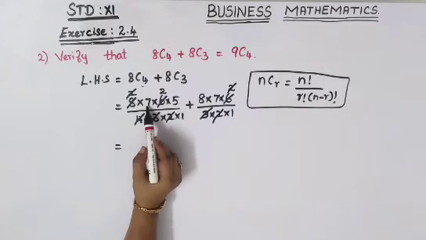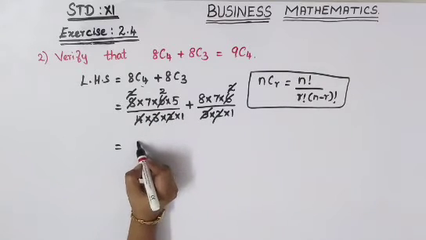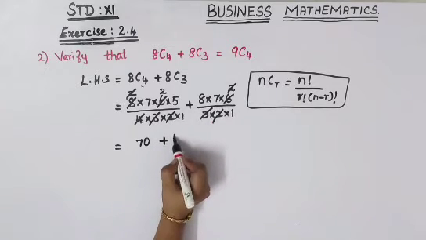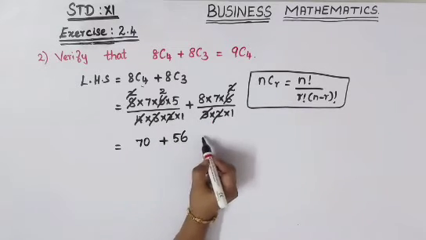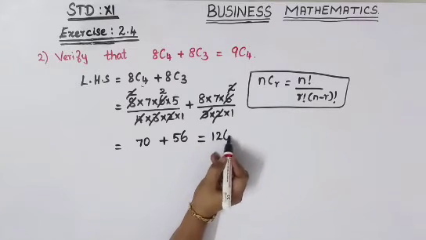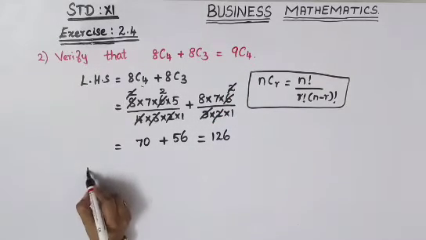Now multiply all the left out terms. 7 into 2 into 5. You will get it as 70 plus 8 sevens are 56. Other things, everything you cancelled it. So 70 plus 56, you will have it 126. Now this is your left hand side. Now go to your right hand side.